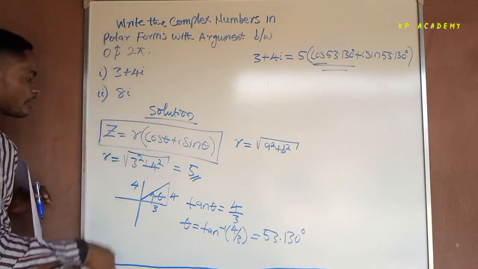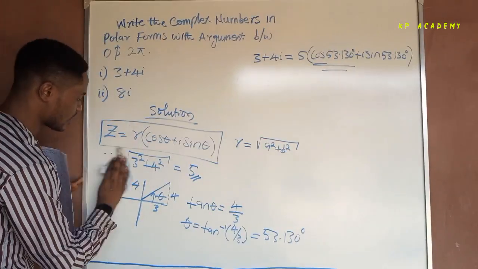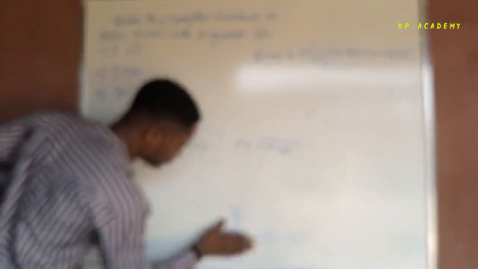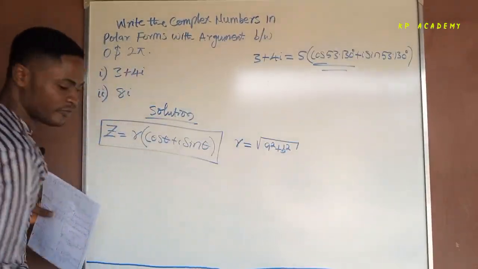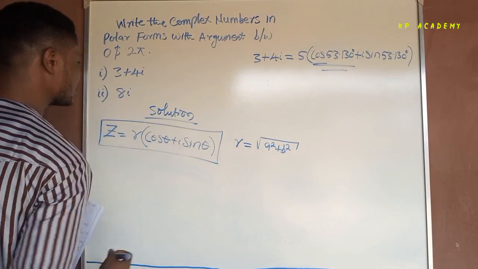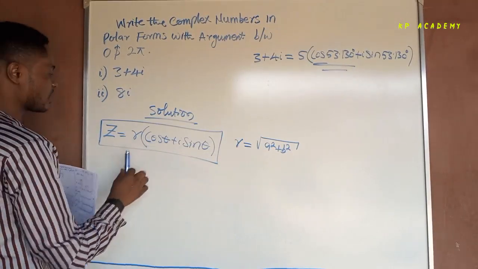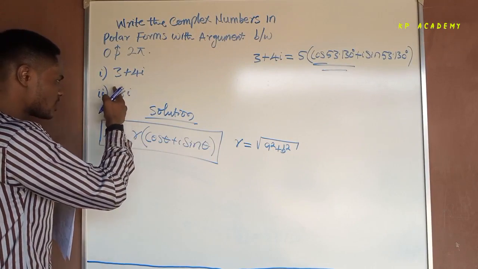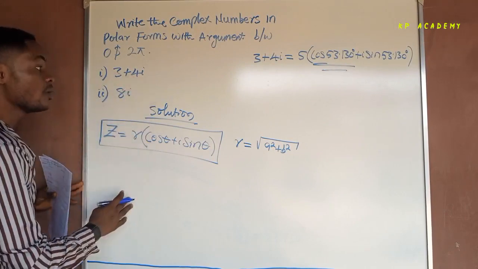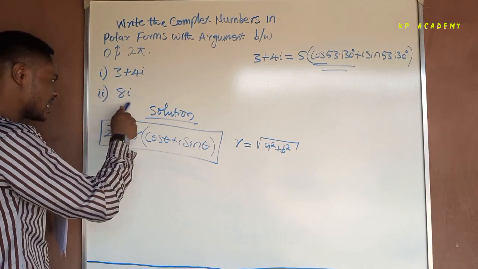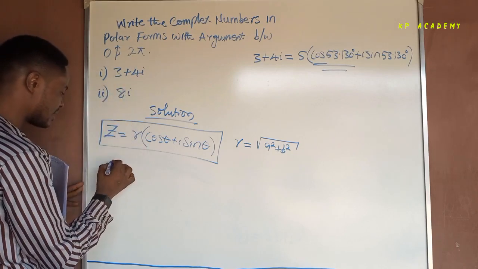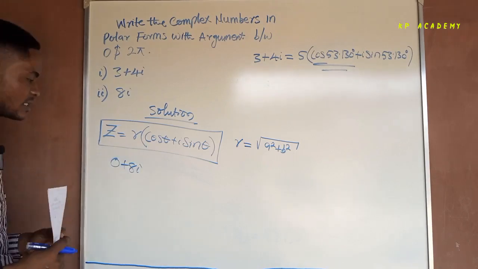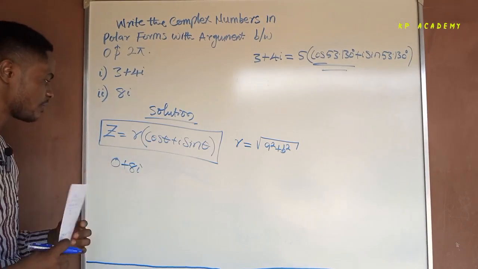Okay, let me quickly wipe off this part and solve for the second one. Now, for the second one, don't forget this is the formula for getting the modulus, and this is the formula for the polar form. For this complex number, you find that this is just 8i. This complex number has no real part, or rather, I can still express this as 0 plus 8i, because the real part is 0. It does not exist. The only thing that is here is just the imaginary part.